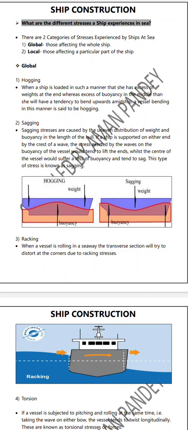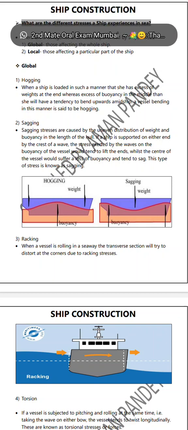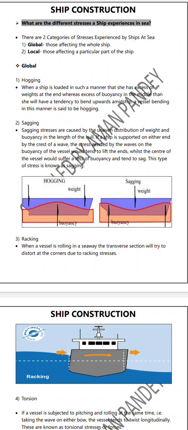Okay, so when a ship is loaded in such a manner that the weights are at the ends, whereas the buoyancy is in the middle, then she will tend to bend upward amidship. Bend upward in hogging and downward in sagging. Okay, the rest everything is the same.